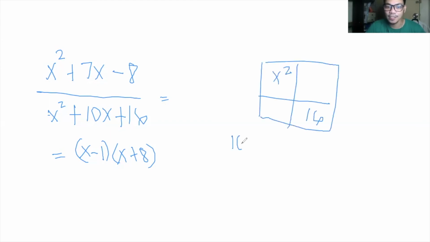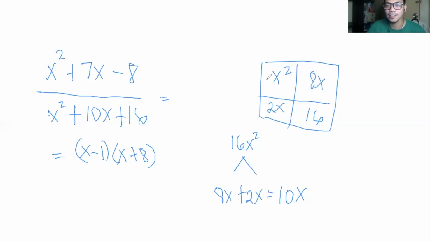I have 16x squared. I need to get factors of 16x squared that will be equal to 10x when added. So the two terms are 8x and 2x, right? When we multiply, 16x squared. When we add, it's 10x. So let's put 8x here. Again, you can put those two terms anywhere on the remaining quadrants of your window. Okay, you will still get the same answer.